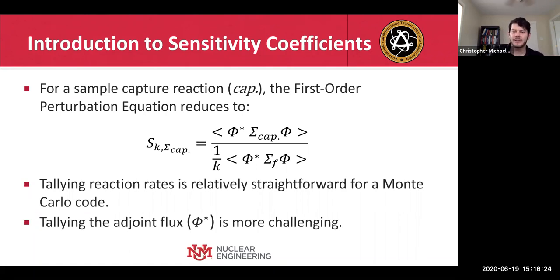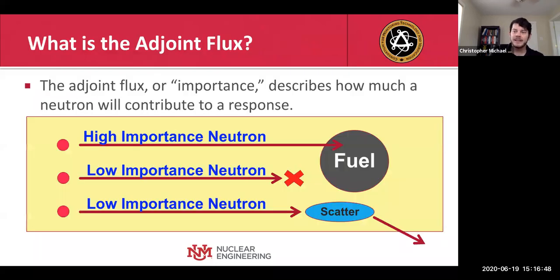To get these sensitivity coefficients, we need two main pieces. We need phi star, the adjoint flux, and we need the reaction rates, the sigma times phi. The reaction rates are relatively easy to tally, but the adjoint flux is more challenging. I think there's probably a mix of grads and undergrads in this video, so y'all might not know what the adjoint flux is. The adjoint flux is also known as the importance, and it describes how much information a neutron contributes to a response. The response can be arbitrary, but it's how important that neutron is to whatever your response is.